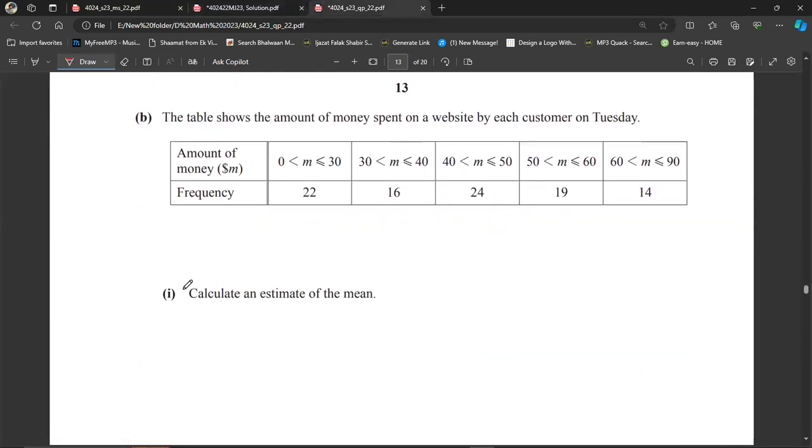Okay, so we are on question number 7, B part. He says the table shows the amount of money spent on a website by each customer on Tuesday. Amount of money from 0 to 30, 22 people. From 30 to 40, 16 people. From 40 to $50, 24 people. From 50 to $60, 19 people. From 60 to $90 is 14 people.